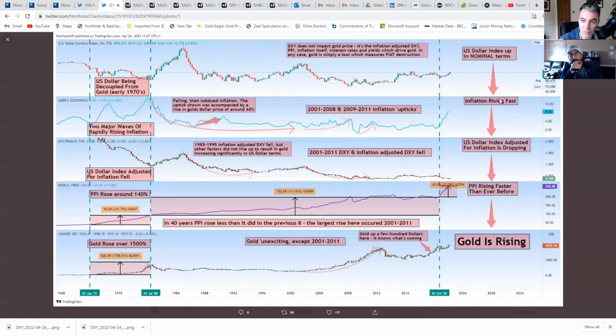So all of those factors put together mean that the dollar index going up in nominal terms is nothing but a tiny ripple that's being overwhelmed by a tsunami of macro events that are starting to take hold.